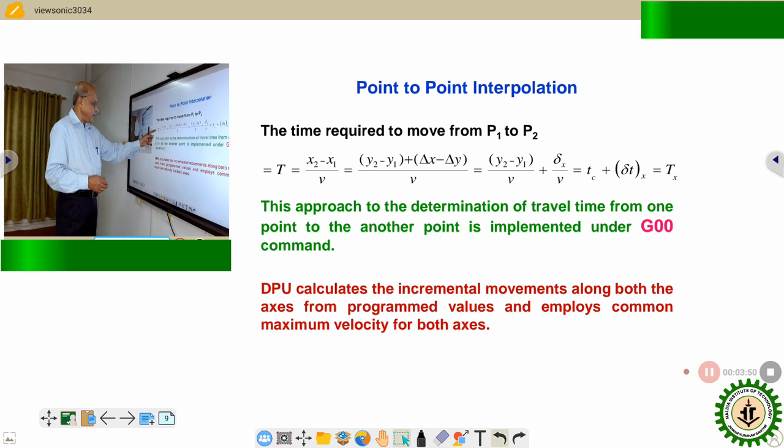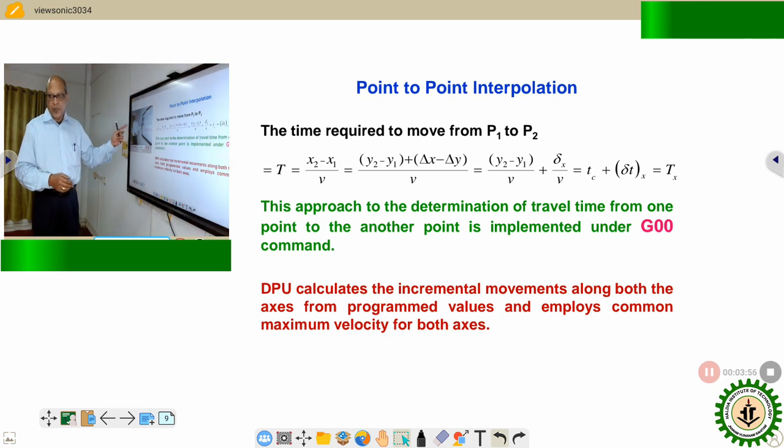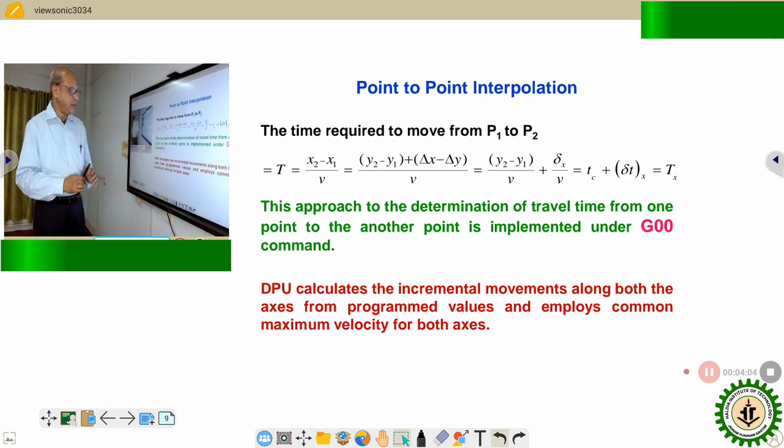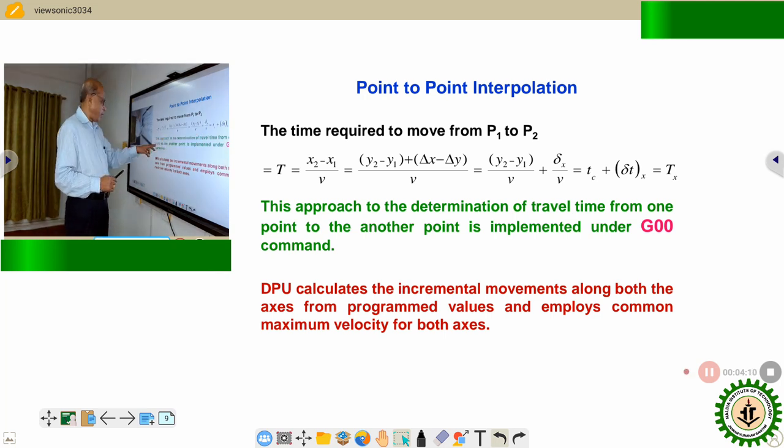So what is the cycle time or the total time? That is equal to the tx in this particular case. If the delta y movement was more than delta x, then it would have been ty. That is, the y axis movement will be the regulator. So this approach to the general travel time from one point to another point is implemented under the G00 command.